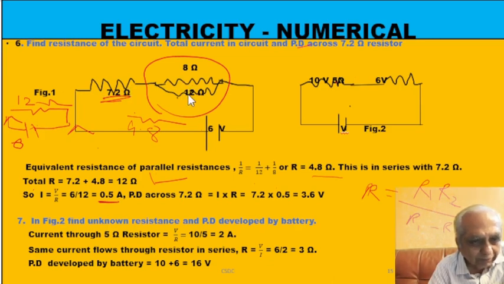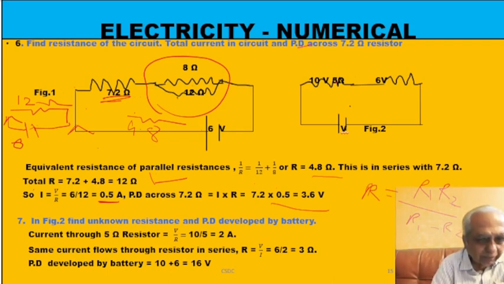Here the current will split. So the potential difference of 7.2 would be 7.2 into current as 0.5. I will get 3.6 volt. So here the potential difference is 3.6 volt. If they would have asked what is the potential difference here, we could have done it in the same manner. Then 6 minus 3.6 will be 2.4. That will be across this parallel combination.